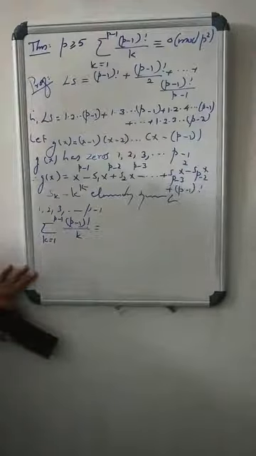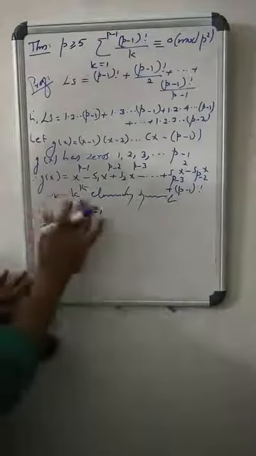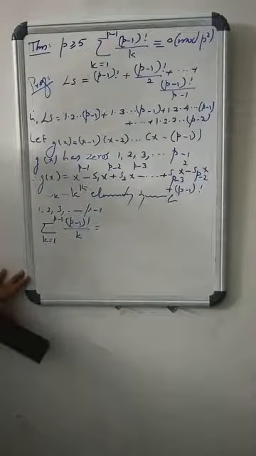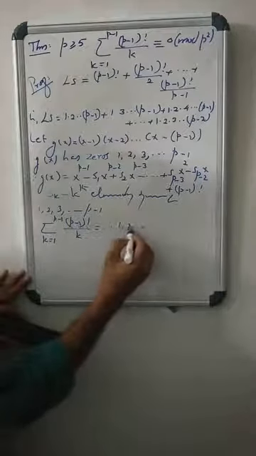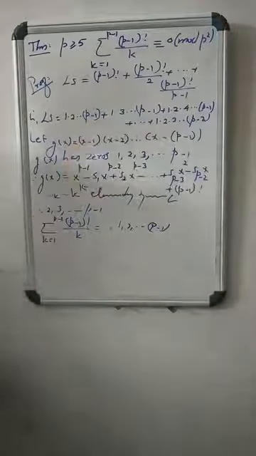That means that also we have the sum over k from 1 to p minus 1 of (p minus 1) factorial by k equals the sum of the product of the numbers 1, 2, 3, etc. up to p minus 1, taken p minus 2 at a time.